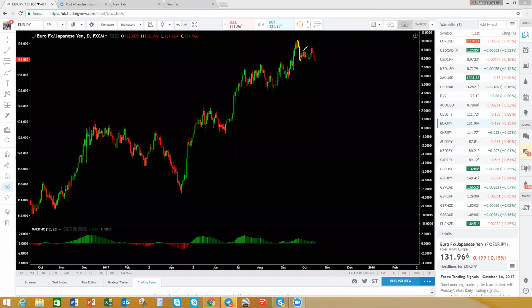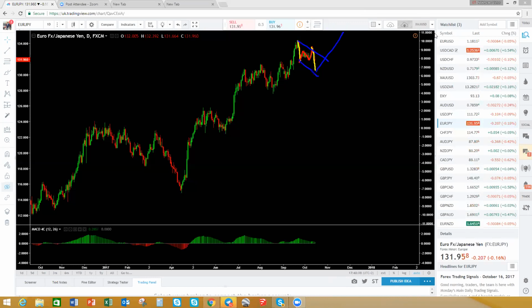Okay, after the impulse, you get 3 waves in there. And then after the 3 waves, this is what you are getting right now. So you get a 1, 2, 3 correction. Okay, so if this is still going to extend further, this is what the possibility is going to be. You're going to get a 1, 2, 3, and then this continues with a move to the upside like this. It's just a 1, 2, 3 pullback, and then we carry on.